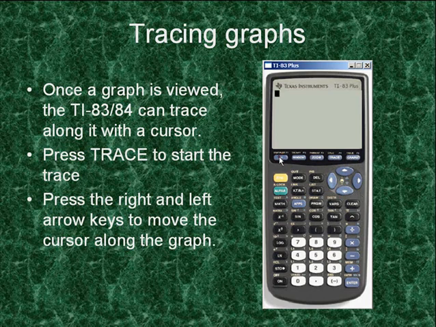Once a graph has been created, it can be traced with the built-in cursor. With the graph displayed on the screen, press the Trace button. This will place the trace cursor on the graph. Press the left and right arrow keys to move the cursor back and forth along the graph. Approximate cursor coordinates are displayed at the bottom of the screen.